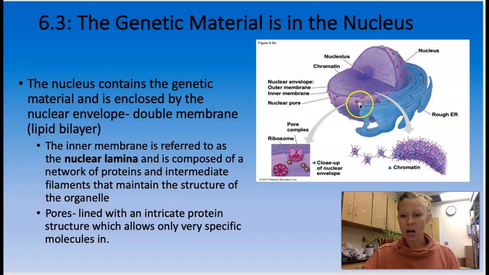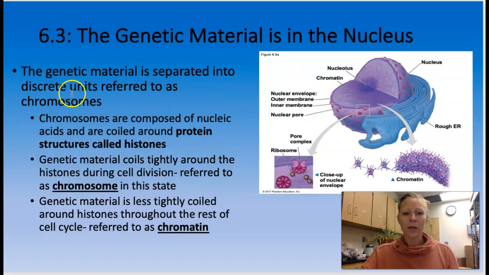And we can also see that there are pores in the nuclear membrane. This is going to be surrounded by protein structures that pick and choose what can go into and out of the nucleus, because only very few different types of ions and molecules can get into the nucleus, because we need to protect that DNA. We don't want to alter gene expression or to change the way that our proteins are going to be created. And so the genetic material is separated into discrete units called chromosomes.